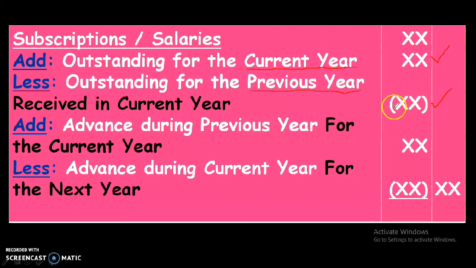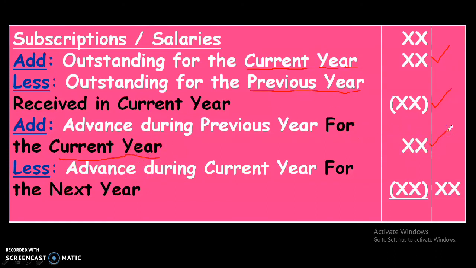Since we are going to minus, that is the reason why I have put the amount in bracket. Then further, there is something that is added in subscription again. What is it that is added? That which was received in advance during the previous year. Now, in the previous year, it was received in advance. If it was received in advance in the previous year, then for which year it must have been received? Yes, it was received for the current year. So what is added? That which was received in advance during the previous year, but it was for the current year. So it is pertaining to the current year, and that is the reason why the amount has been added.